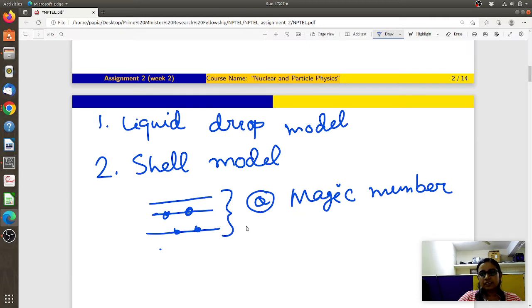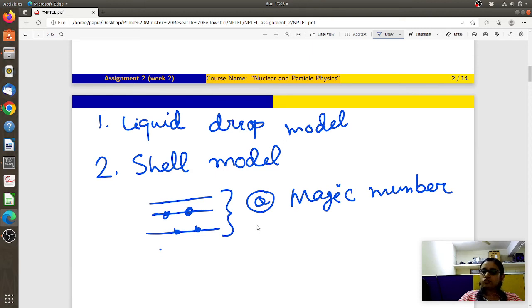It can describe the magic number. It can also explain the drawback coming from the liquid drop model, that low energy states are widely separated. Why is it like that? This can also be explained by the shell model.